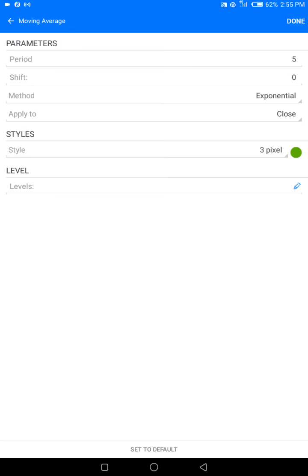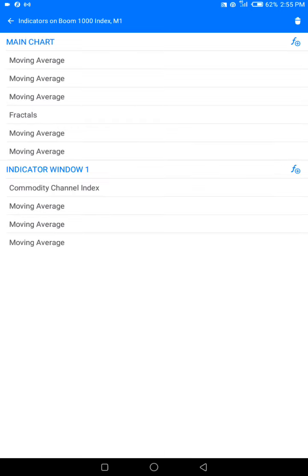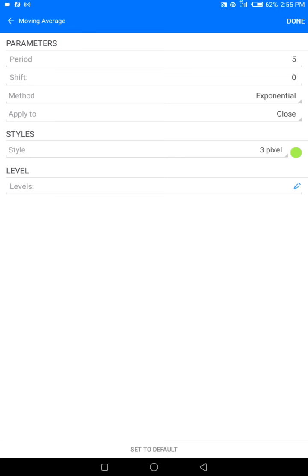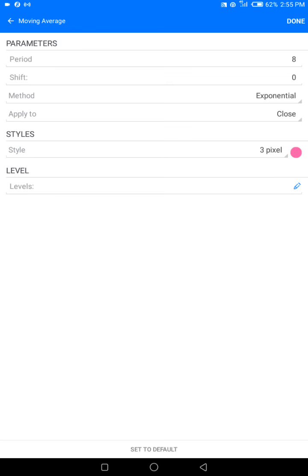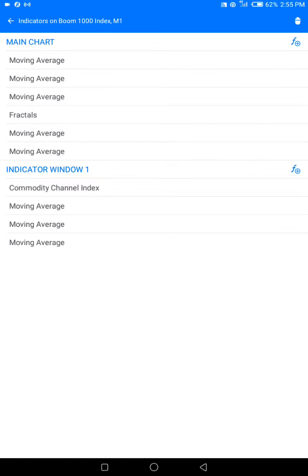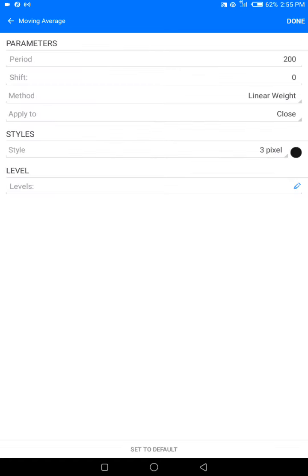On the main chart, this is what we have. I have the same moving average, the 5, and as it is on the main chart, that is how it is. On the indicator window 1, this is how it is here. The same settings, but we have to set the 200 moving average. We have to make it active on the main chart. That is what gives us the trend movement, the direction of the trend, and we click done.